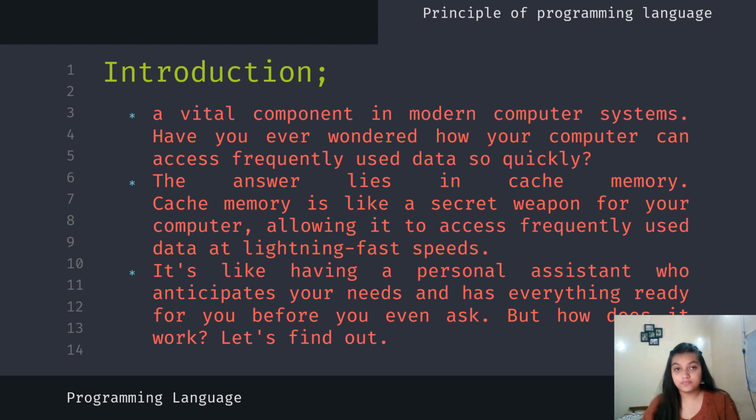Coming to the introduction, a vital component in modern computer systems. Have you ever wondered how your computer can access frequently used data so quickly? The answer lies in cache memory. Cache memory is like a secret weapon for your computer, allowing it to access frequently used data at lightning speed. It's like having a personal assistant who anticipates your needs and has everything ready for you before you even ask for it. But how does it do it? Let's find out.